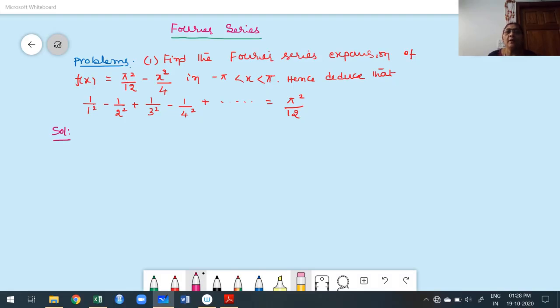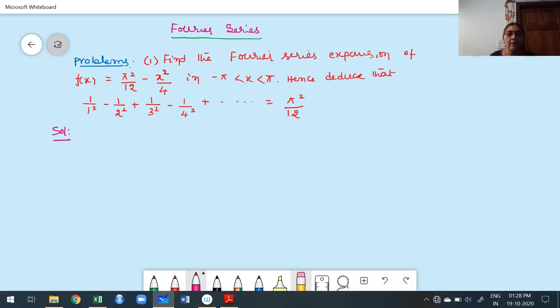Okay. Find the Fourier series expansion of f of x equals pi square by 12 minus x square by 4 in the interval minus pi less than x less than pi. Hence deduce that 1 by 1 square minus 1 by 2 square plus 1 by 3 square minus 1 by 4 square plus etc. equals pi square by 12. The deduce part is just to give a particular value of x and then you find the deduce part. That part is very easy.